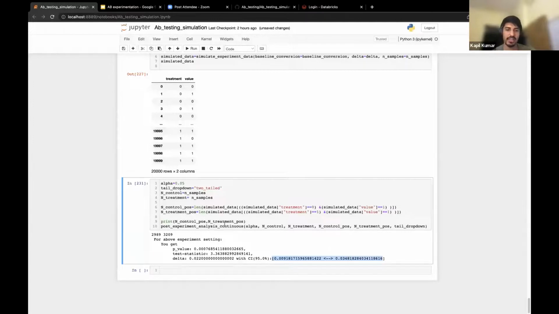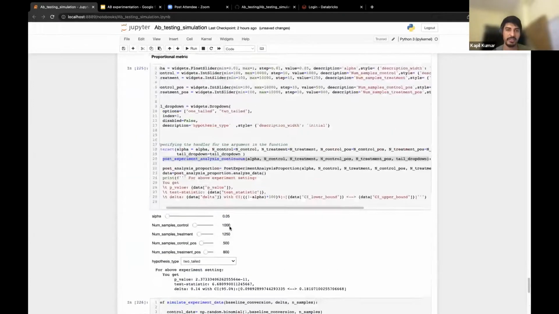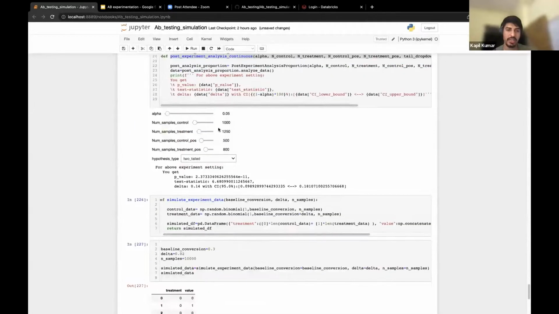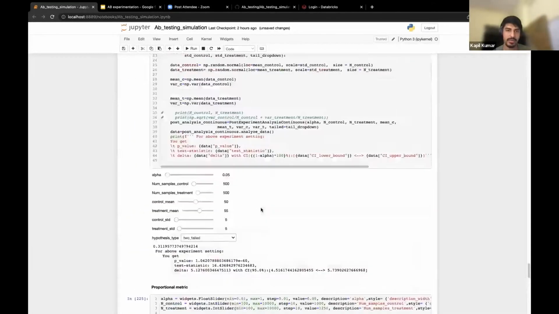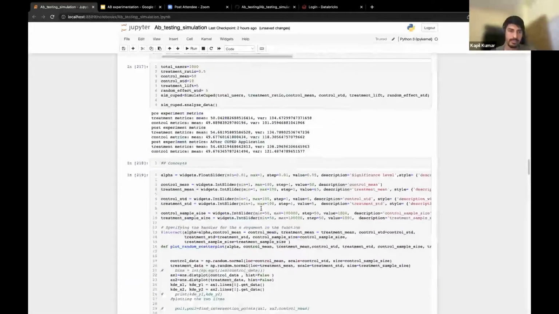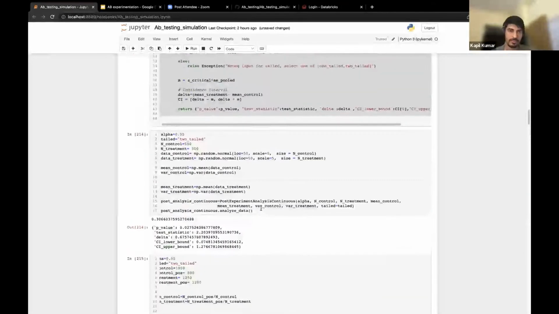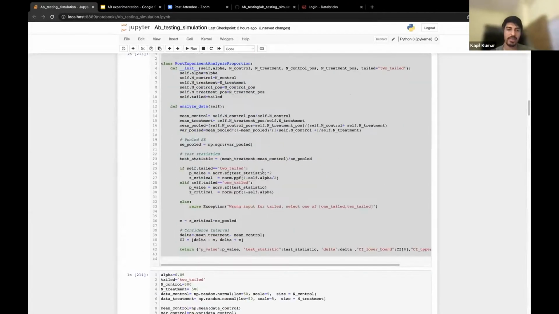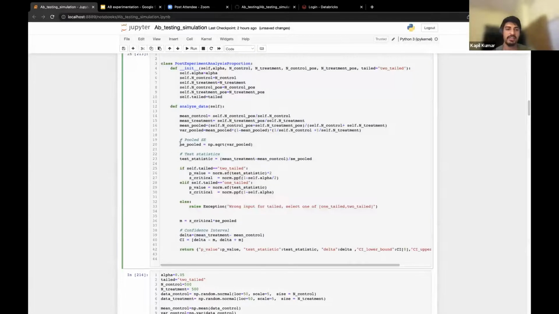Now let's go to the actual function where we are doing the implementation. And if you look at it, just like the same formula, what we are doing here is calculating the mean of both control and treatment. We are calculating the pooled variance that I mentioned, and then we take the square root of that, which gives us the pooled standard error.